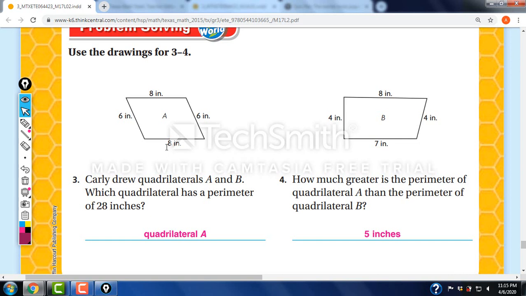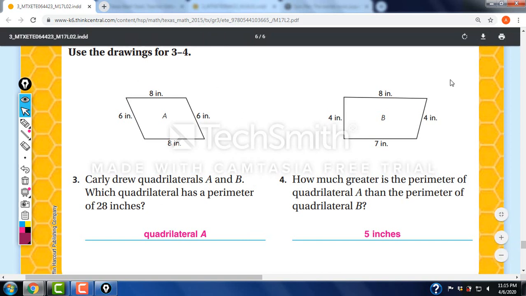Okay, here's perimeter A, here's B. These are the questions. Which quadrilateral has a perimeter of 28 inches? So you would add these, get your total, and it'd be A. How much greater is the perimeter of quadrilateral A than perimeter of quadrilateral B? So you get your perimeter here, and you subtract that from this one, and it's 5 inches.